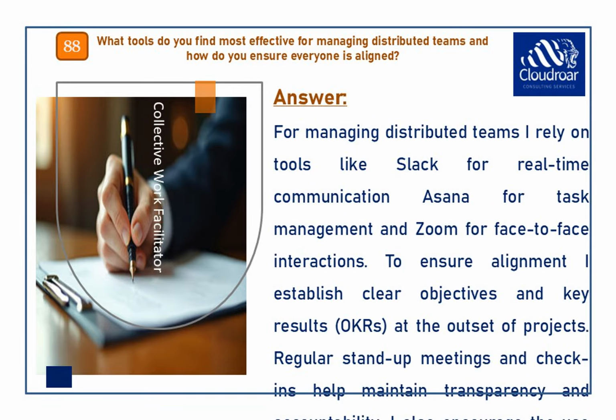Question 88. What tools do you find most effective for managing distributed teams, and how do you ensure everyone is aligned? For managing distributed teams, I rely on tools like Slack for real-time communication, Asana for task management, and Zoom for face-to-face interactions. To ensure alignment, I establish clear objectives and key results, OKRs, at the outset of projects.